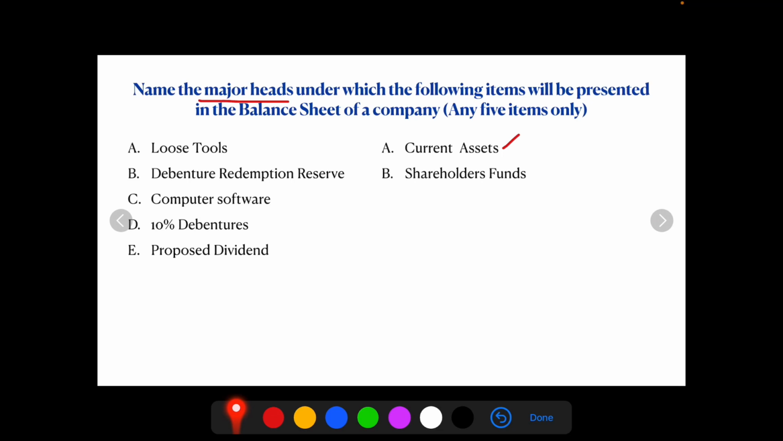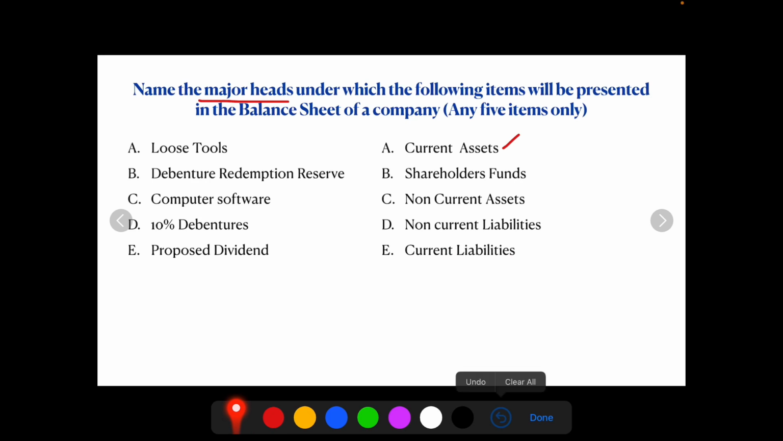Computer software is actually an intangible asset. Intangible assets are written under the major head, non-current assets. 10% debentures are long-term borrowings. Long-term borrowings are written under the major head, non-current liabilities. Proposed dividend is a short-term provision, written under the major head, current liabilities. So this is how, students, you need to write the answer. Loose tools, current assets. So current asset is a major head. So as you answer these type of questions, each answer will carry 1 mark.